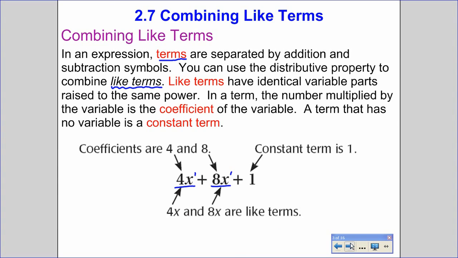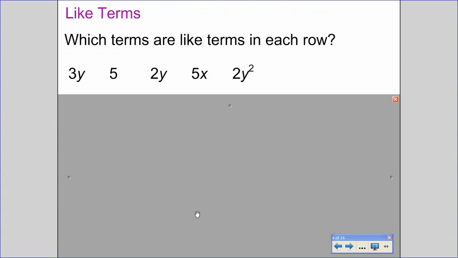So let's take a look at these and decide which of these are like terms. In this row, the like terms are 3y and 2y. 2y squared doesn't work because it has a 2 for an exponent. And 5x and 5, they've got the same number part, but they don't share the same variable part.